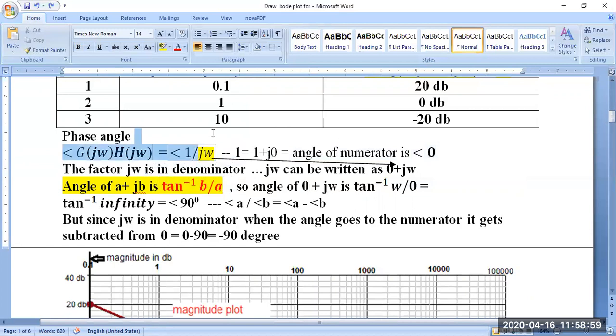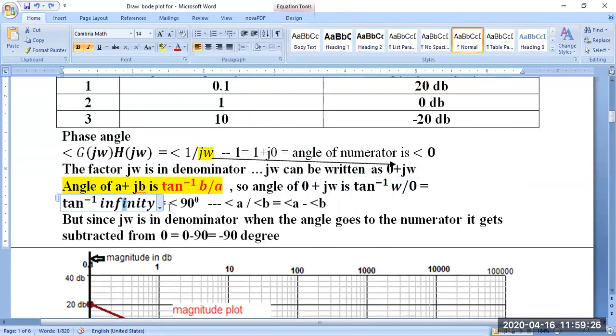Now let us take the denominator, j omega. J omega can be written as 0 plus j omega. Are you getting me? So for 0 plus j omega, the angle will be tan inverse of omega upon 0, that is tan inverse of B upon A. So tan inverse of omega upon 0 is what? Infinity. And tan inverse of infinity is 90 degree. So the angle of the denominator is 90 degree.